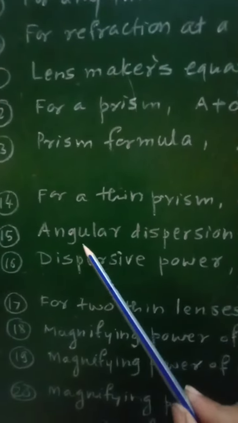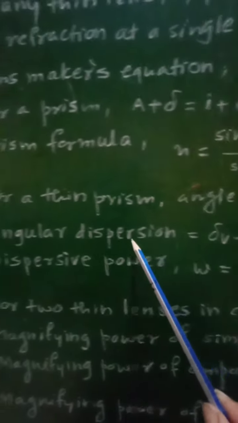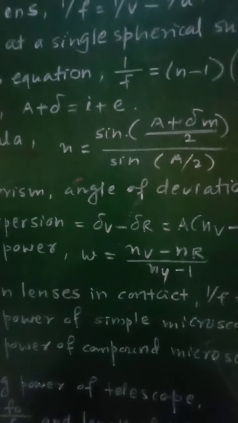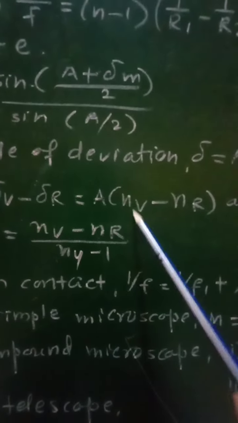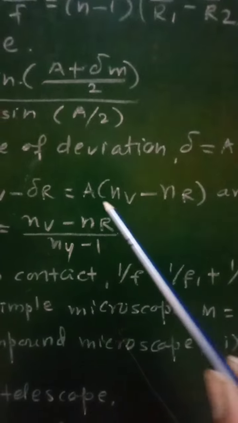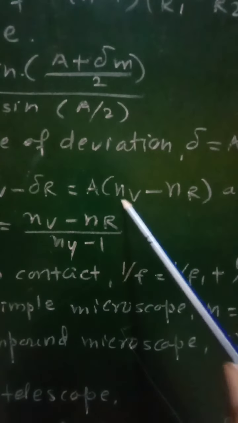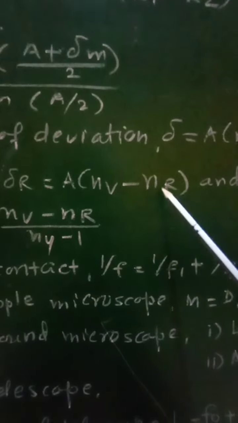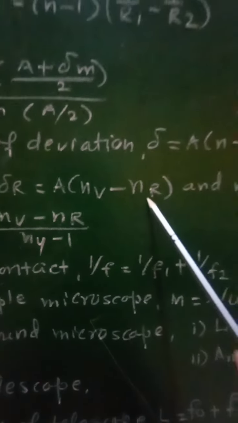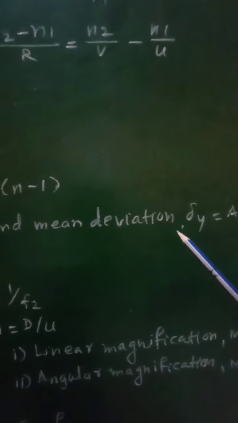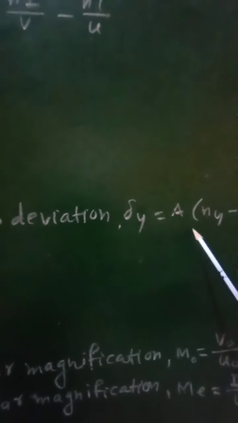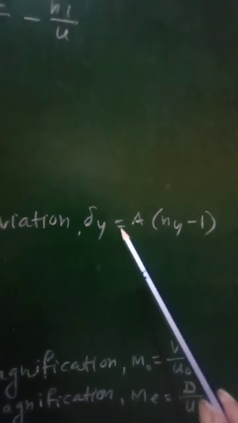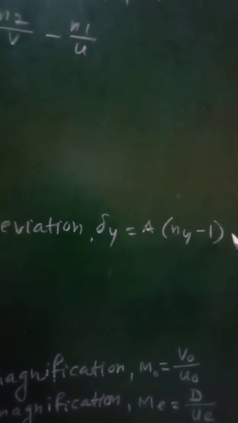Then the 15th formula gives the angular dispersion, which is given by delta V minus delta R, equal to A into NV minus NR. NV is the refractive index for violet color and NR is the refractive index for red color. Mean deviation is considered for yellow color, so mean deviation delta y is equal to A into ny minus 1.